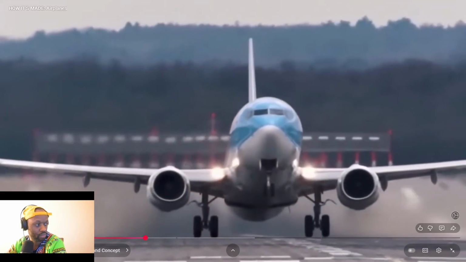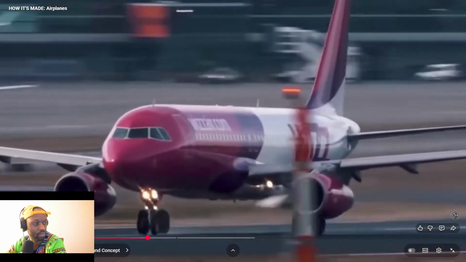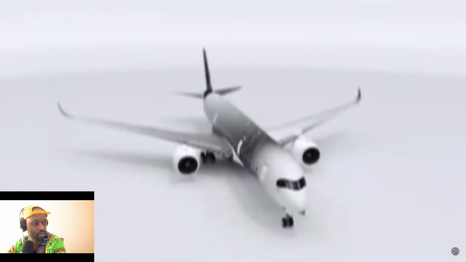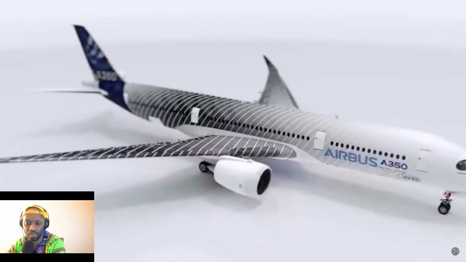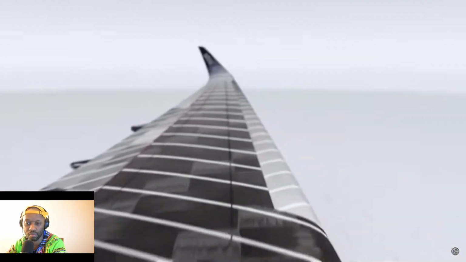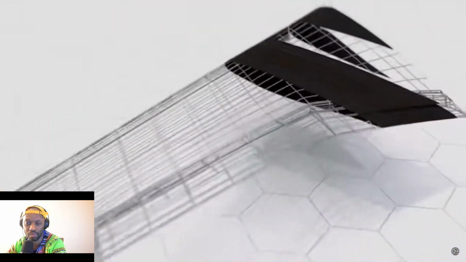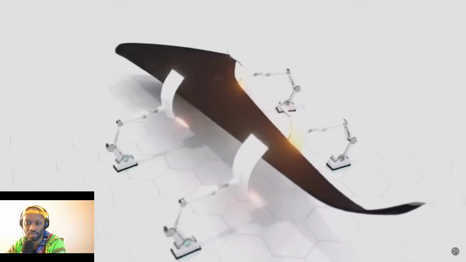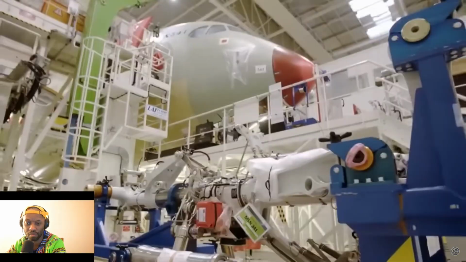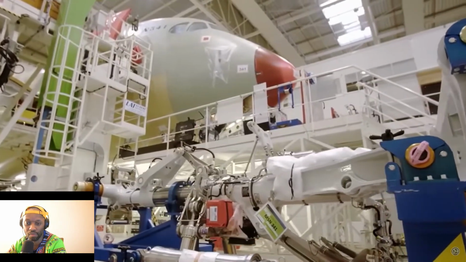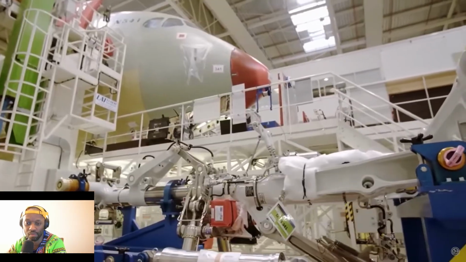In conclusion, the design and concept phase of airplane manufacturing is a crucial step in creating a safe and efficient aircraft. Engineers and designers use advanced technology and simulations to refine the design, taking into account factors such as aerodynamics, weight distribution, and safety. The end result is a blueprint that serves as the foundation for the rest of the manufacturing process. Once the design and concept phase is complete, the materials and manufacturing process can begin. The materials used in airplane manufacturing must be strong, lightweight, and able to withstand extreme conditions such as high altitudes and rapid changes in temperature.